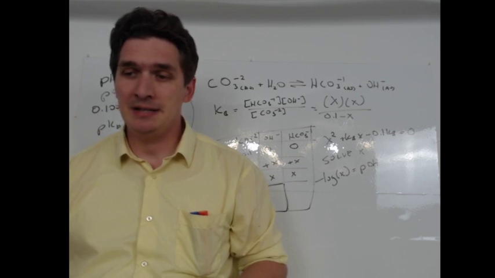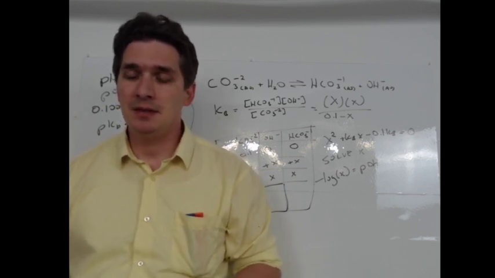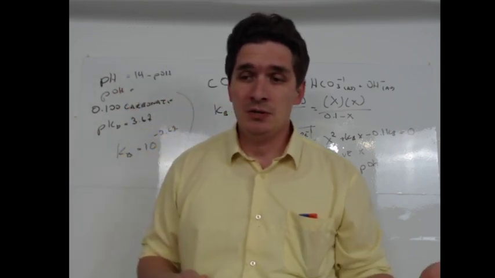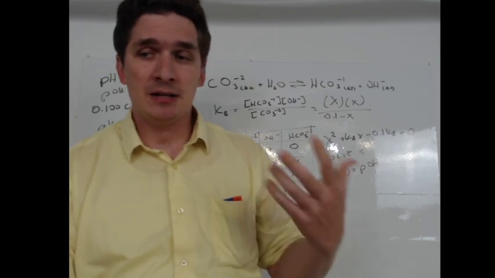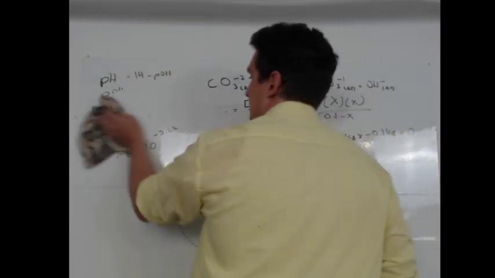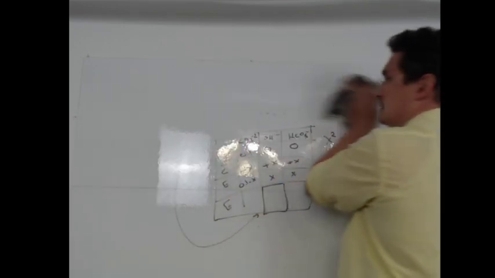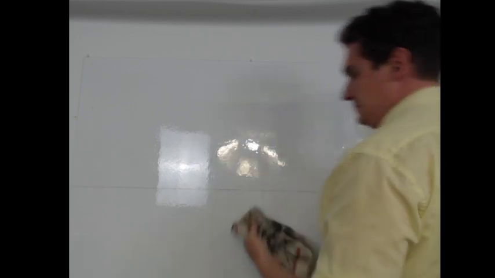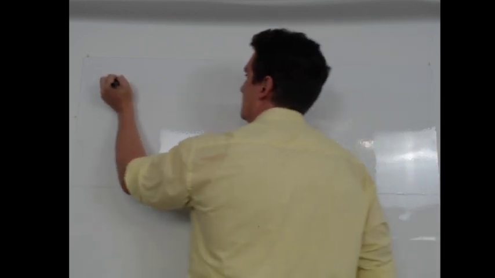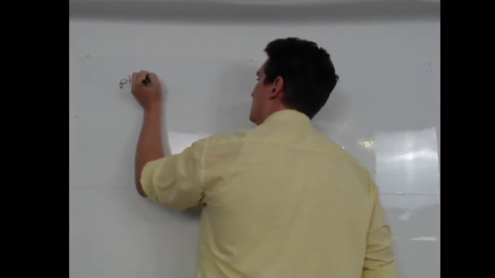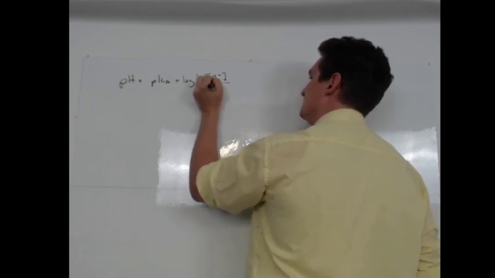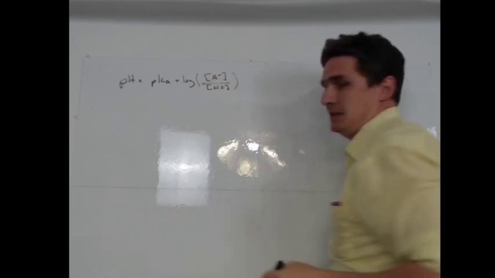Can you do that within an IC table? No. There are ways. If I gave you a basic buffer, we can try and work it if you want. There is a Henderson-Hasselbalch equivalent for a basic buffer. So if I gave you carbonate and bicarbonate, let's back up. So this is the Henderson-Hasselbalch equation.